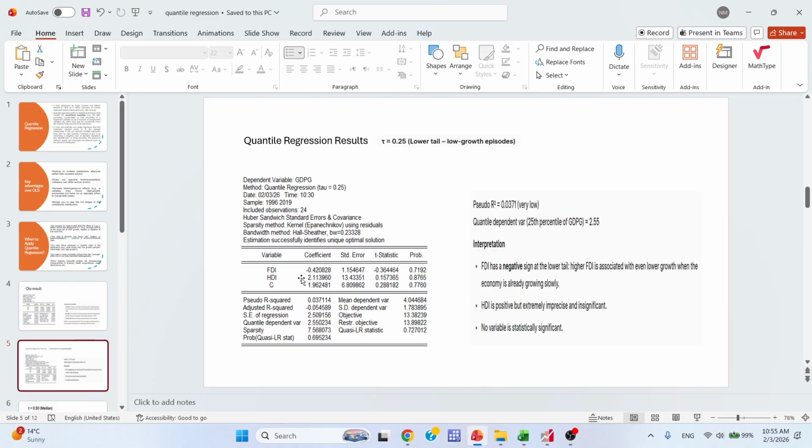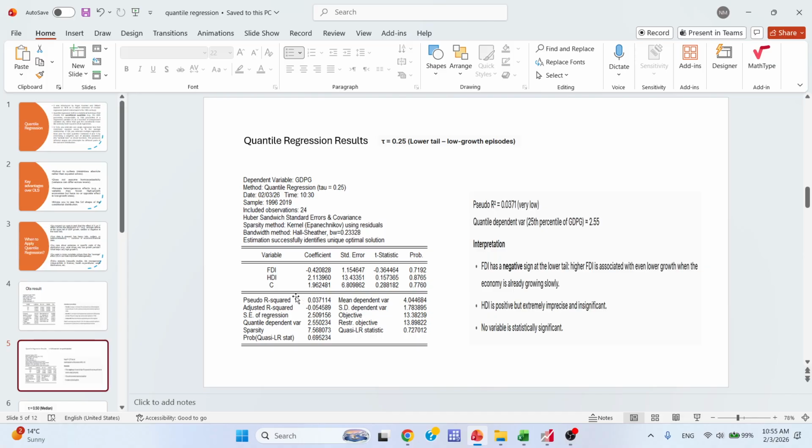And HDI is showing the same sign as with the OLS. In case of OLS, HDI was positive, and in case of the 25th percentile, or the lower tail, HDI is also positive. But again, FDI and HDI both are showing insignificant results because their probability value is greater than 0.05. And again the R square is 0.03, which is very low.